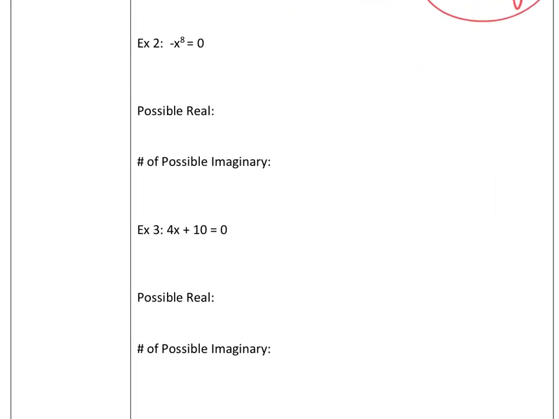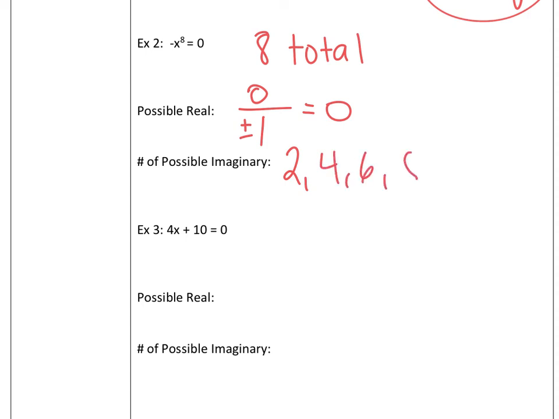Let's drop down to this one. Okay, I know I'm going to have 8 total. Possible real, so I don't have a constant, it's just 0, over the leading coefficient, which is negative 1, so it could be plus or minus 1. Well, 0 divided by anything is just 0, so 0 is the only thing I've got going here. Number of possible imaginaries, though, would be 2, 4, 6, 8. Well, if I have 1 real, I can't have 7 imaginary, right? Because I've got to get these to add to 8. So I'm just going to have 8 imaginary.